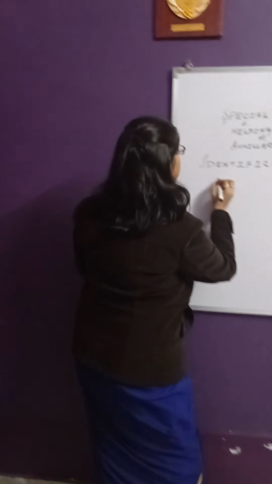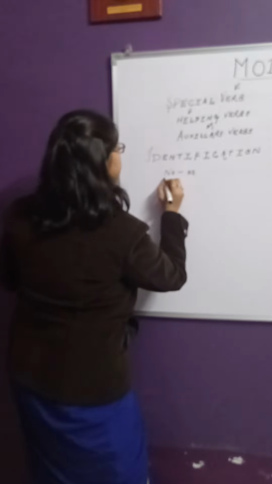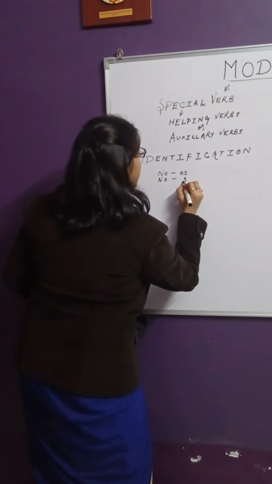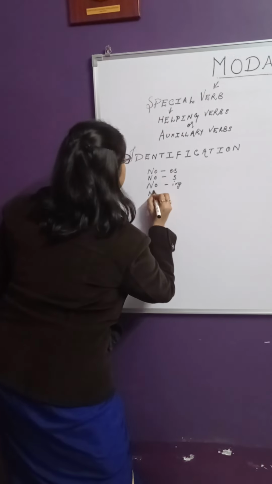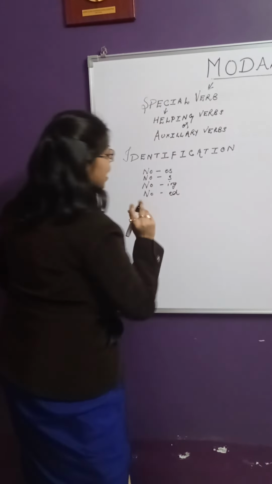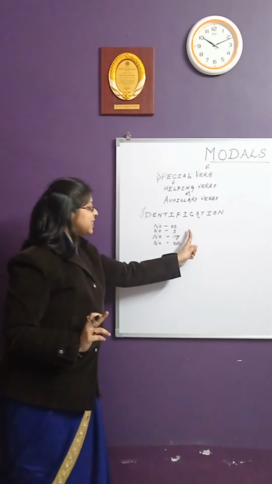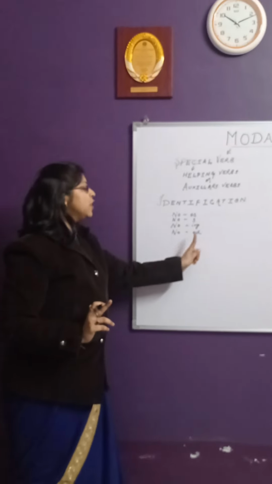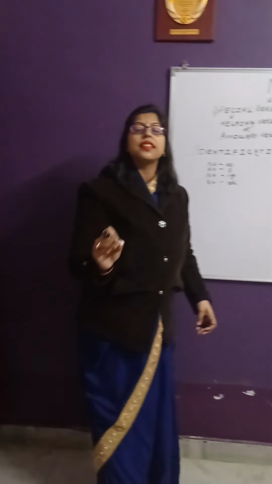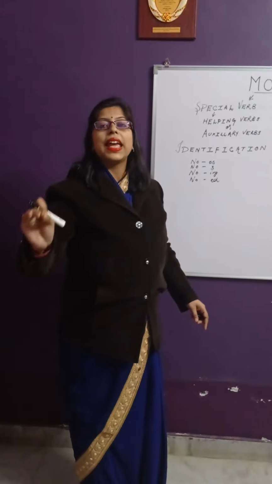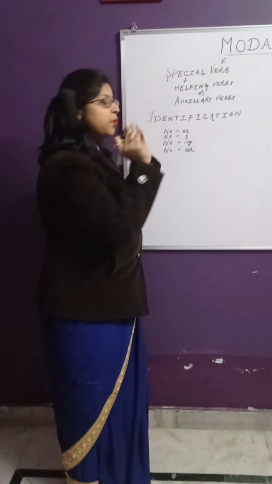Identification. See, they don't have an ES attached to them. No ES, no S, no ING form, no ED form. Fine. How to identify? No ES is attached, no S is attached, no ING and no ED is attached to the word. They are used in the original form without any addition. Fine. Doubt solved. Moving to the next point.